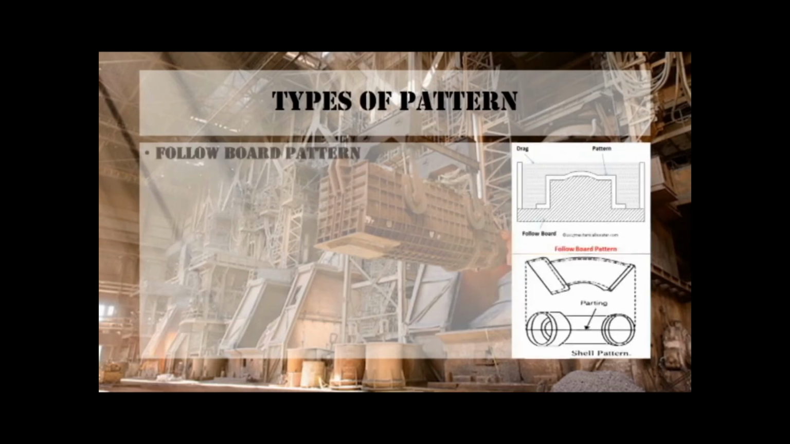Follow board pattern. Follow board pattern is used for castings which have some structurally weak portions which need some support for avoiding breakage during the molding process. Hence these weak portions are supported by means of a board that will closely fit the contour of the weak pattern.